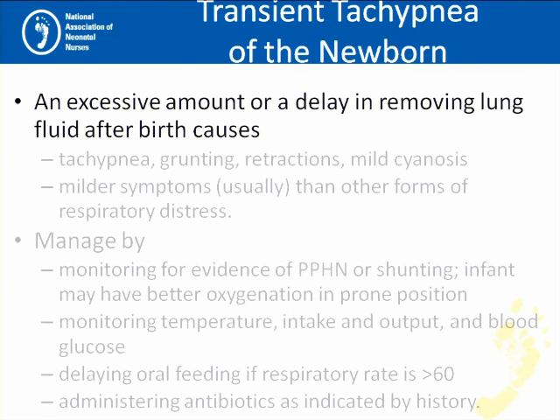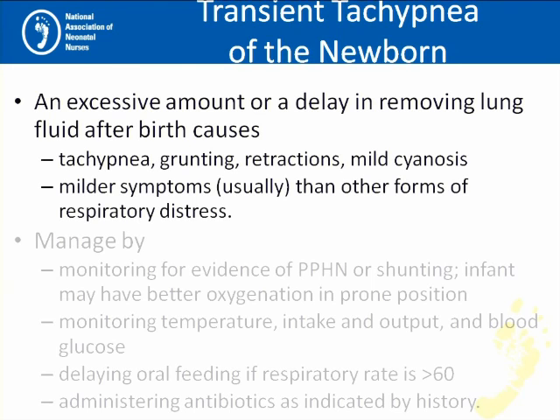Transient tachypnea of the newborn. The pathophysiology: an excessive amount or delay in removing lung fluid after birth causes tachypnea, grunting, retractions, and mild cyanosis, milder symptoms than other forms of respiratory distress, oxygen requirement of 30 to 40%, usually lasting 1 to 5 days, appears most often in term or near-term infants.